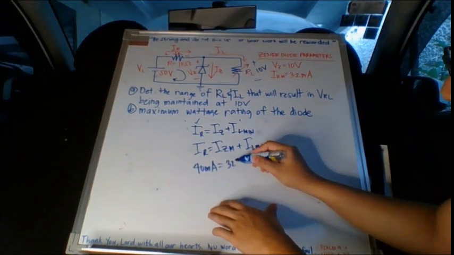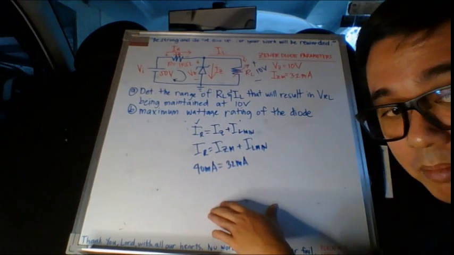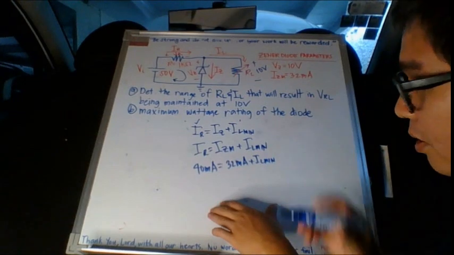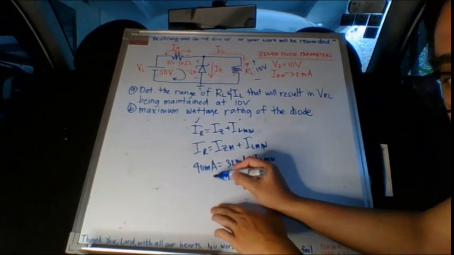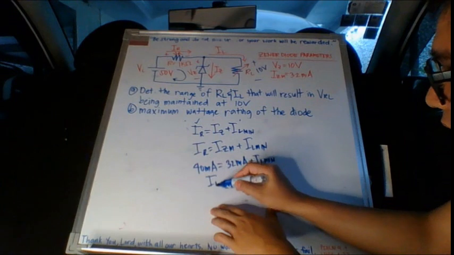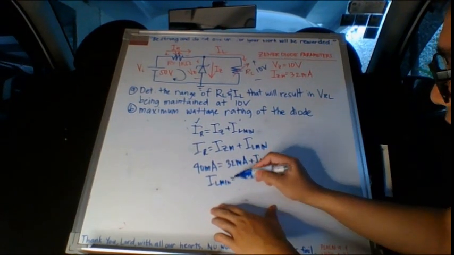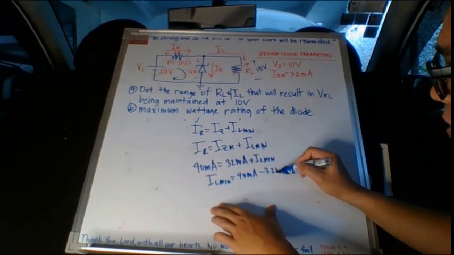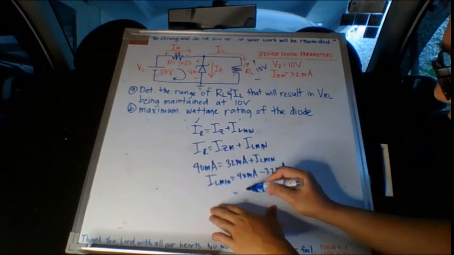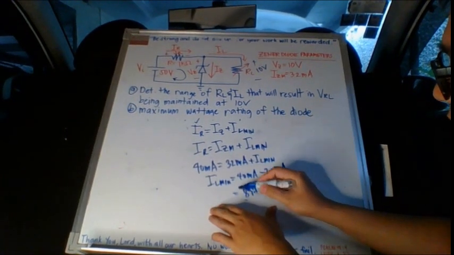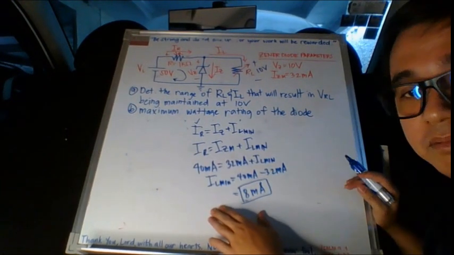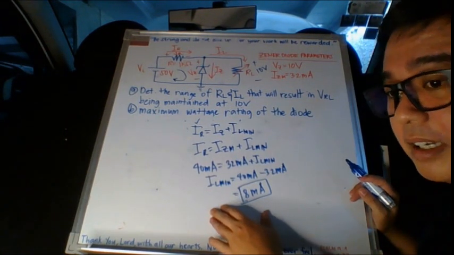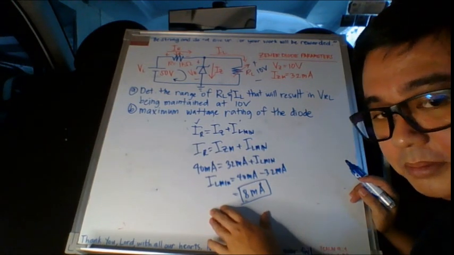We have 32 milliamperes plus IL min or the minimum load current. Just rearranging the equation, madali lang naman to. We have IL min equals 40 milliamperes minus 32 milliamperes. Therefore, this is equal to 8 milliamperes. Yan daw yung pinakamababa na load current habang nag-regulate yung ating Zener diode.